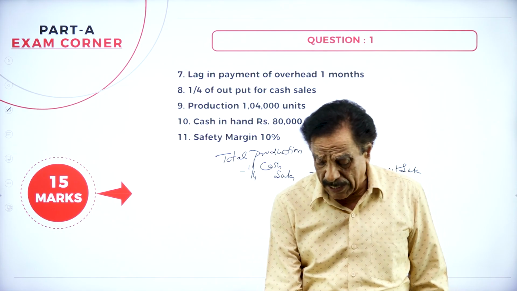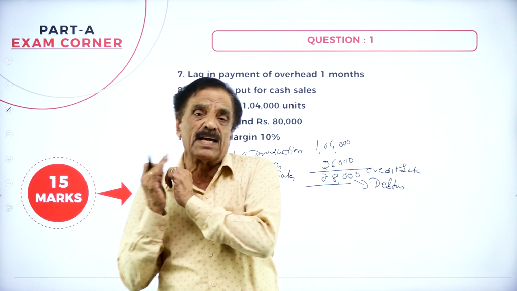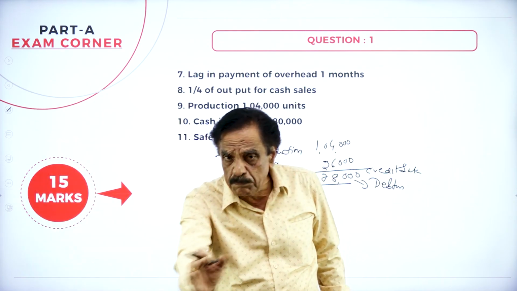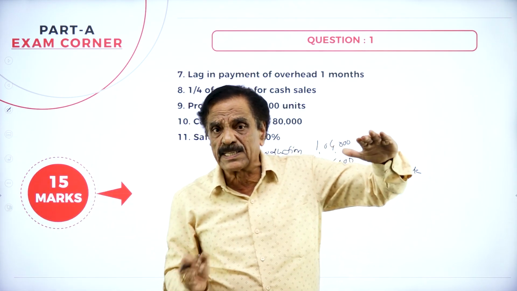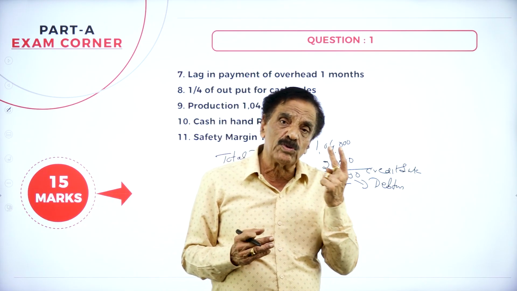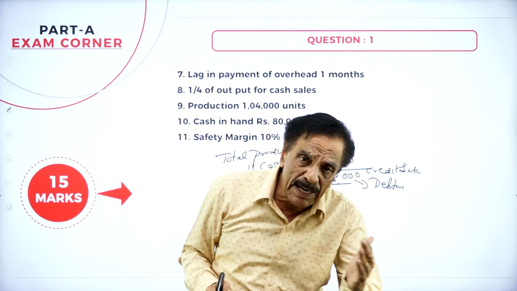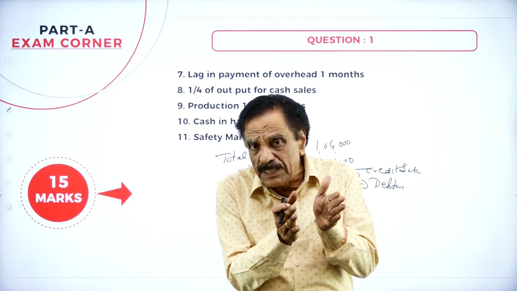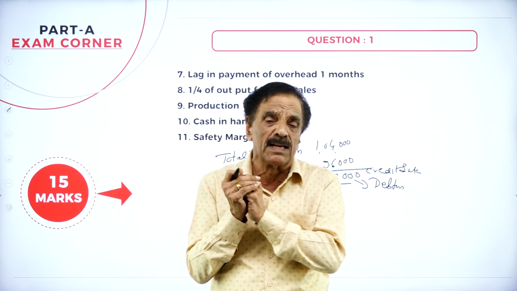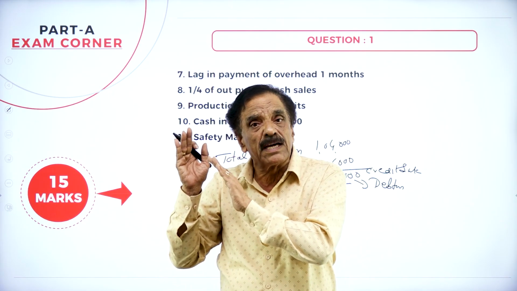So what is working capital? Current assets minus current liabilities is working capital. If the current assets are more than the current liabilities, it is called positive working capital. If the current assets are less than the current liabilities, the negative figure is negative working capital. There are two types of capital. One is called positive working capital, another is called negative working capital. If the current assets are more and current liabilities are less, it is called positive working capital. If the current assets are less and current liabilities are more, it is called negative working capital.